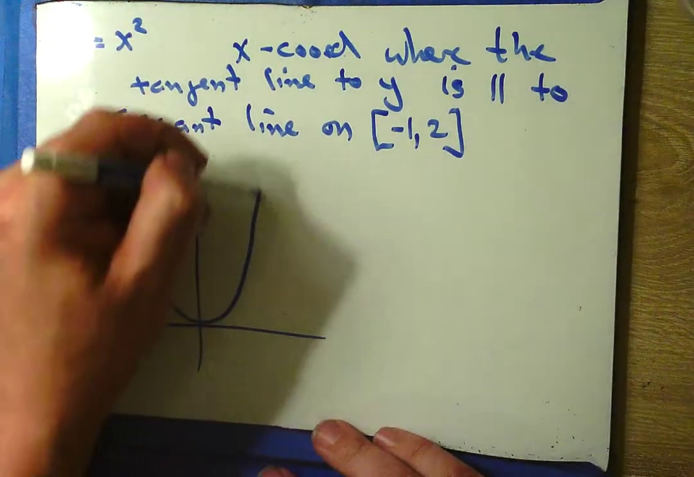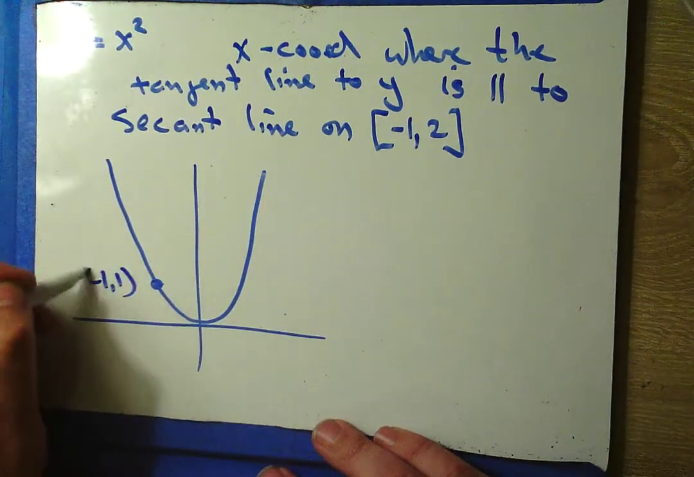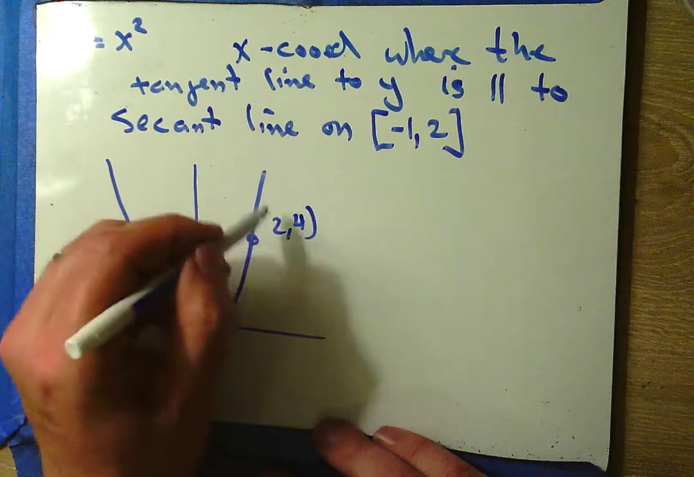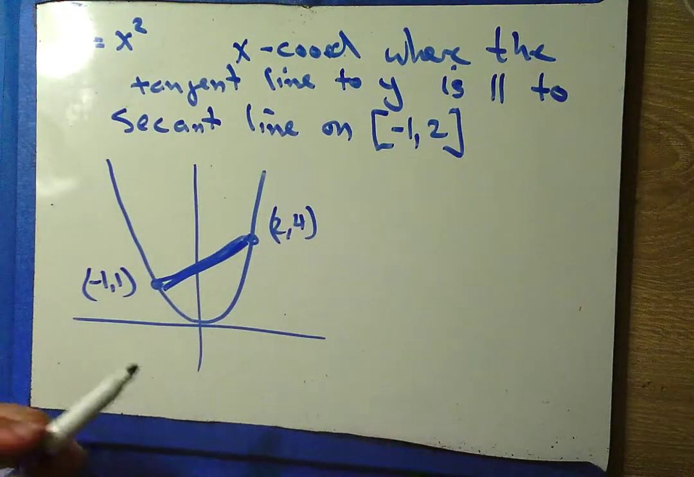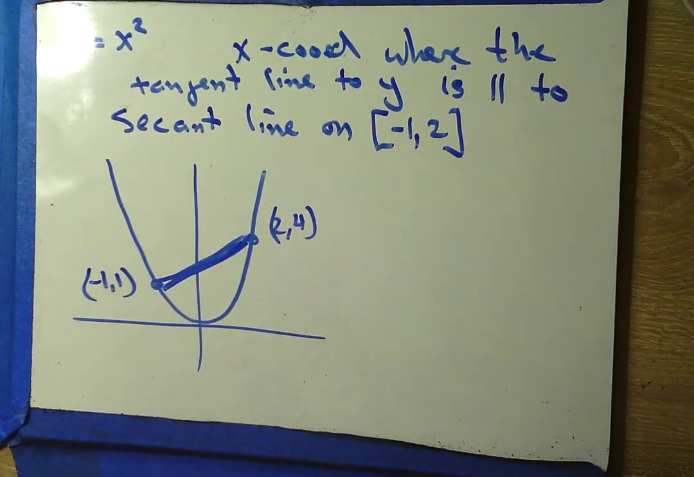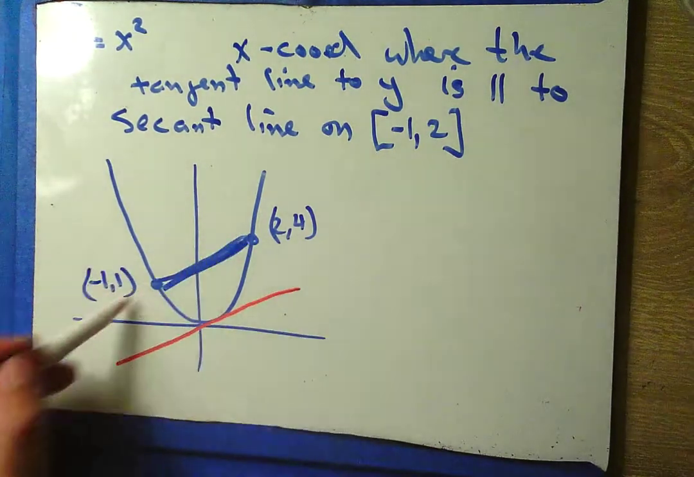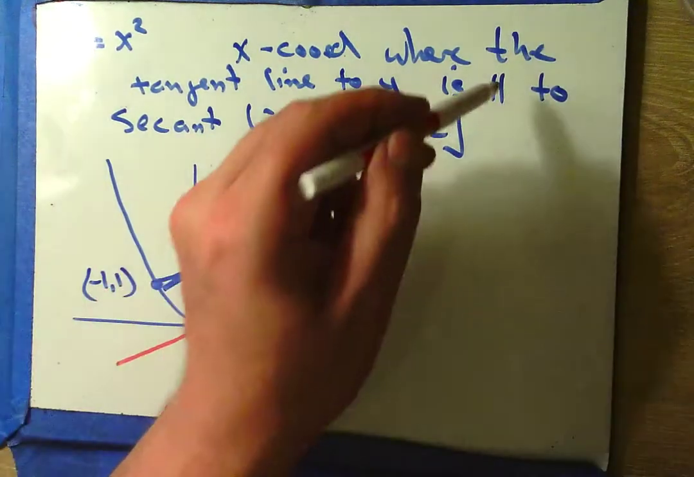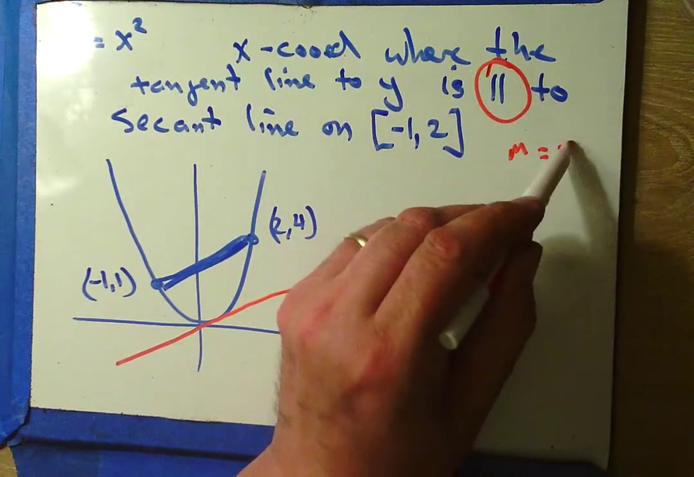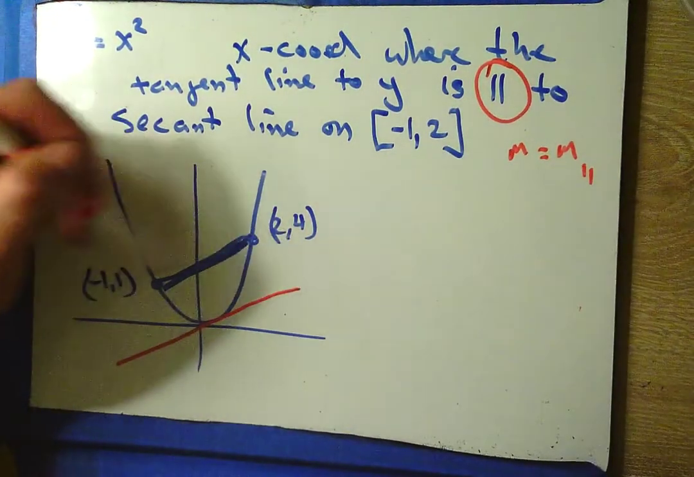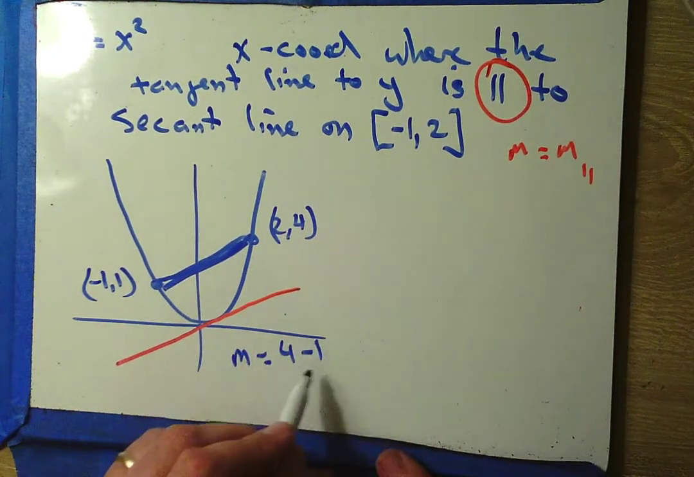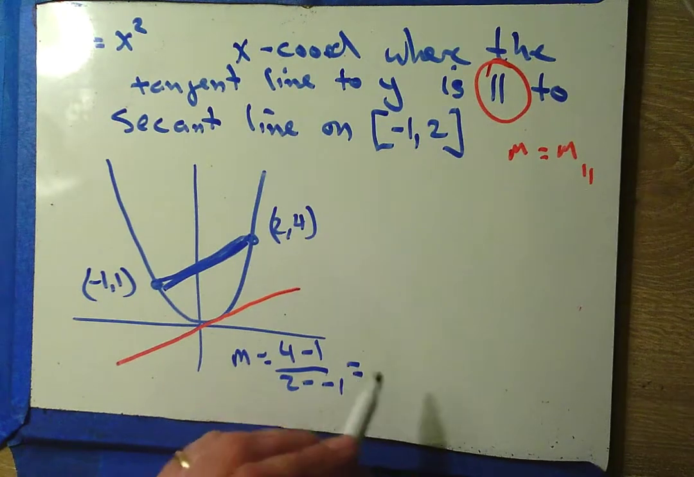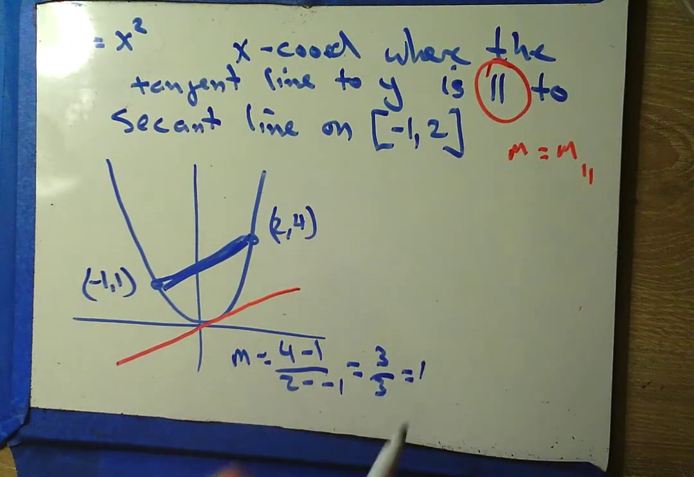Here's y equals x squared. Here's negative 1, 1. And here's 2, 4. Here's the secant line. Now, I'm looking for a tangent line that's parallel to that. And so my guess is going to be somewhere around here, where these lines can be parallel. What do you remember about parallel lines? Their slopes are equal. Okay, so what's the slope of my secant line? The slope of the secant line will be 4 minus 1 over 2 minus minus 1. So that's 3 over 3, or 1.